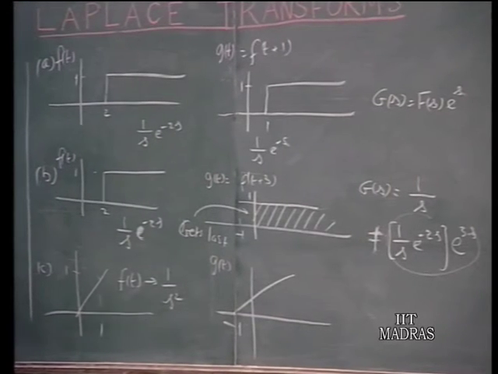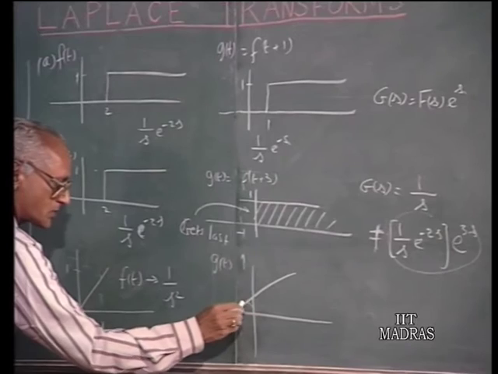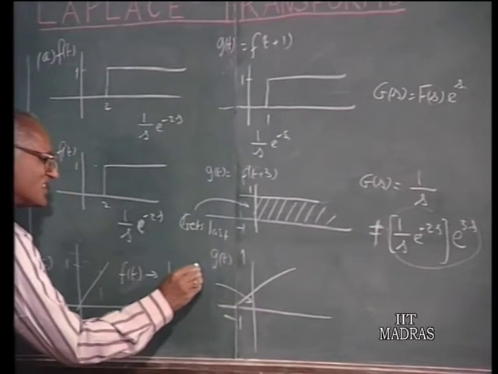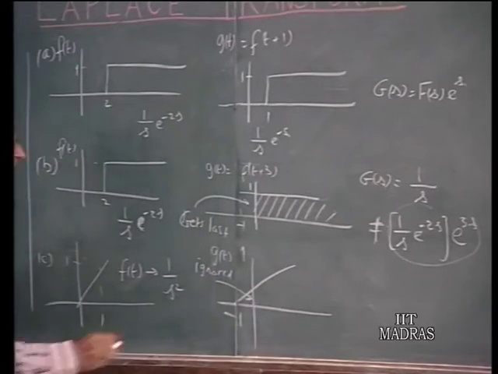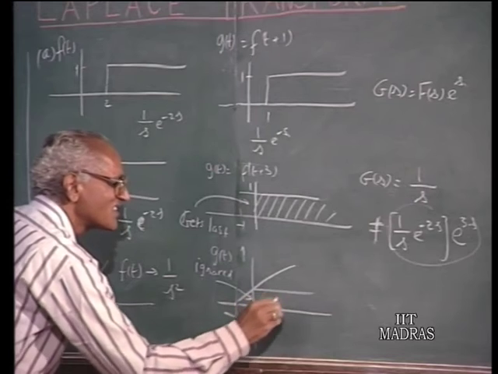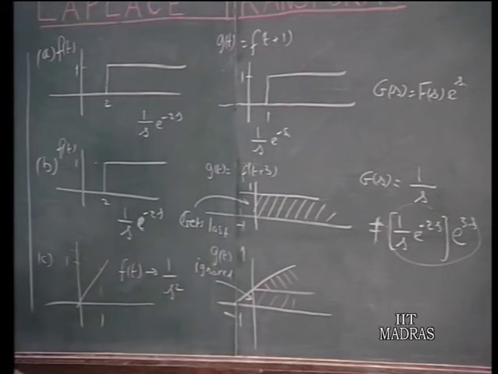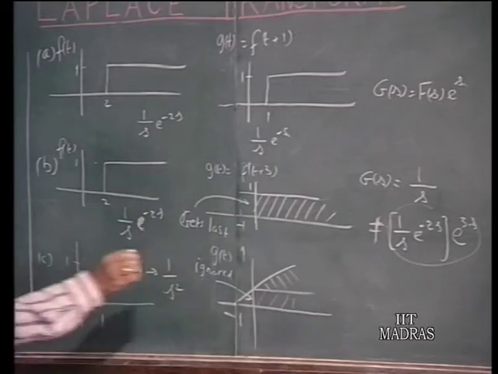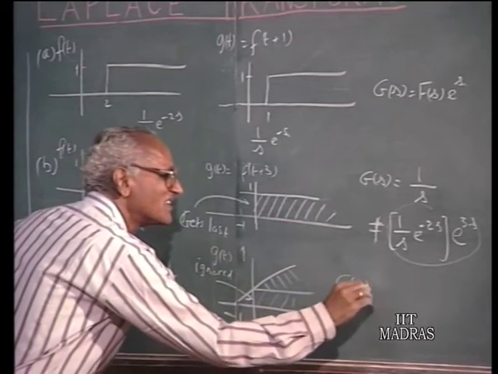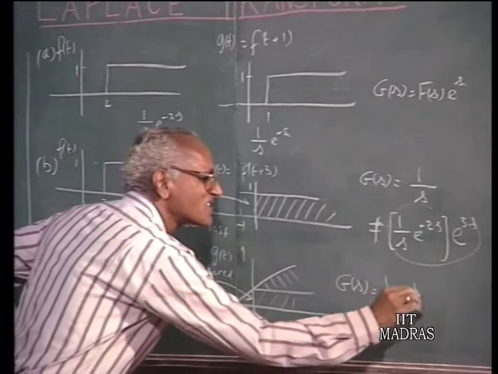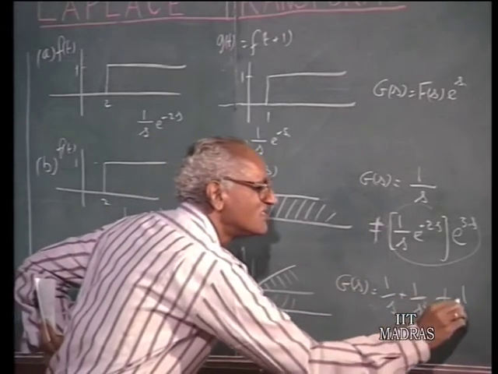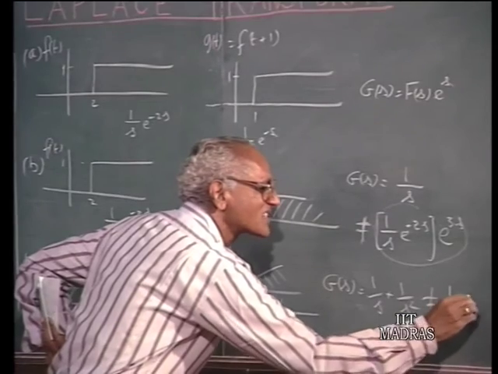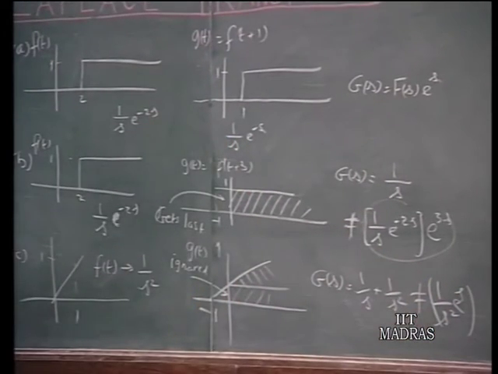Now, once again, when you are considering the Laplace transform, this portion is ignored, and you are considering only this portion, and that is equal to a step function plus a ramp function of unit slope. Therefore, the Laplace transform g of s would be 1 over s plus 1 over s squared, and this is certainly not equal to 1 over s squared multiplied by e to the power of s corresponding to the advance. Therefore, this is not equal to this.